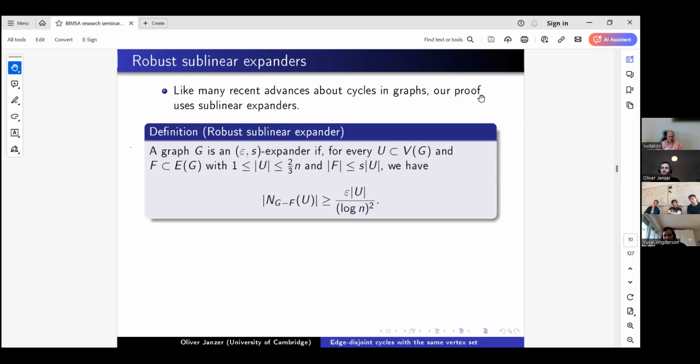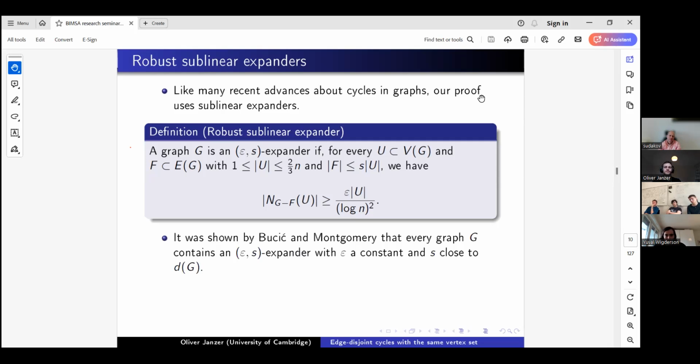And the expansion is, as the name suggests, sublinear, so it's not a constant times u, but a constant times u over log squared. Epsilon is a fairly unimportant parameter. You should just think of it as a constant. Now, importantly, it was shown that these expanders exist in any graph. And you can take S to be almost as large as the average degree. Here and below d(G) is the average degree of the graph G.